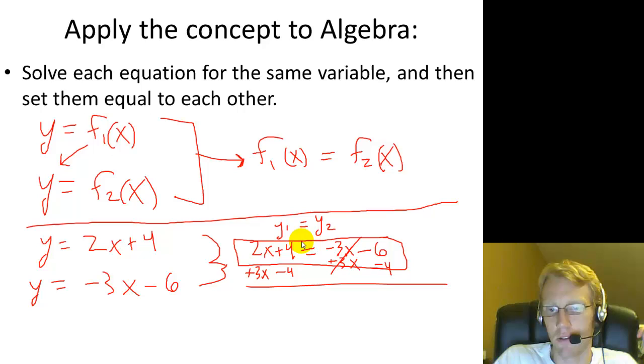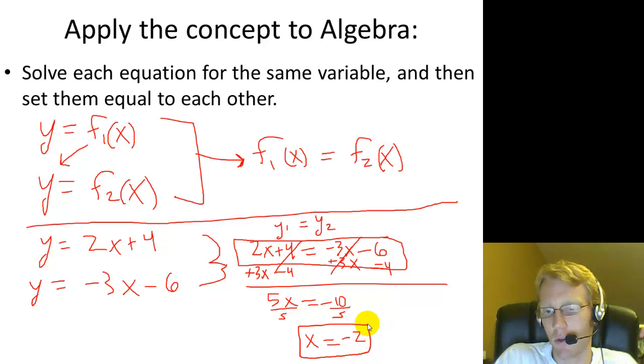Okay, those cancel, and those cancel, leaving me with 5x equals negative 10. Divide by 5, and we get x equals negative 2. So we found the x coordinate, and we can plug this back in to find the y coordinate.